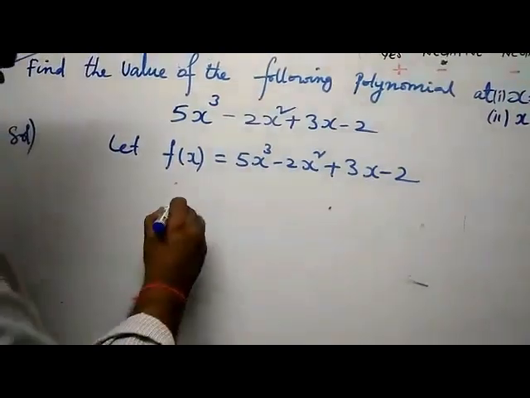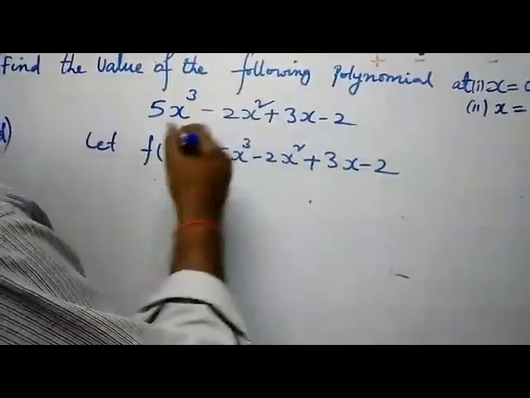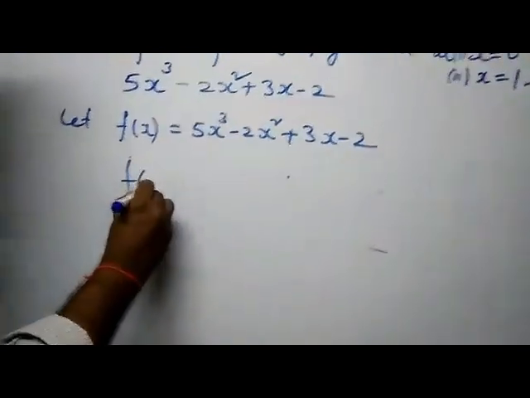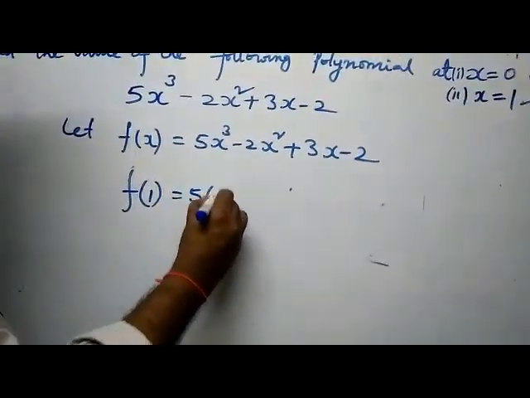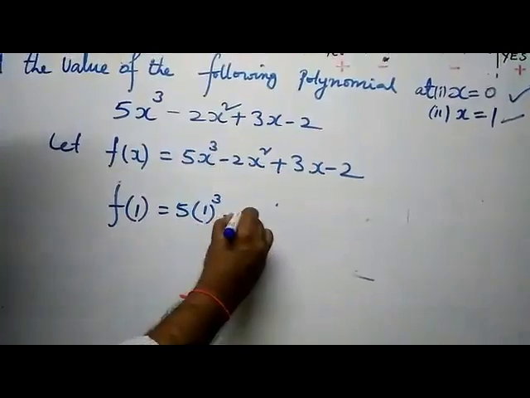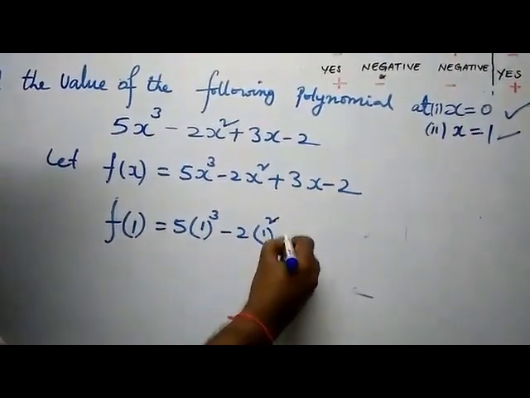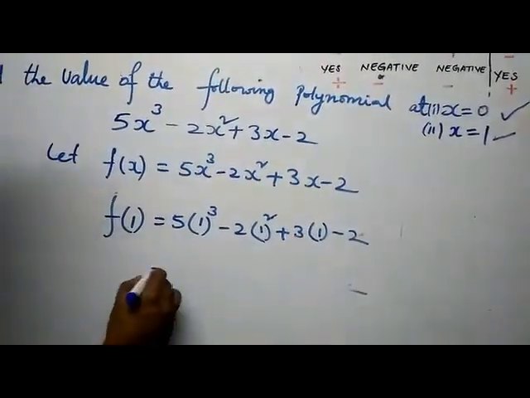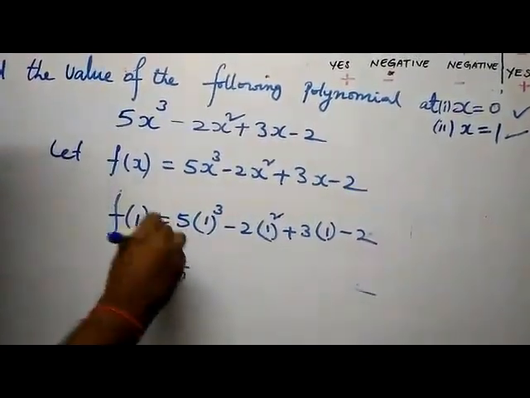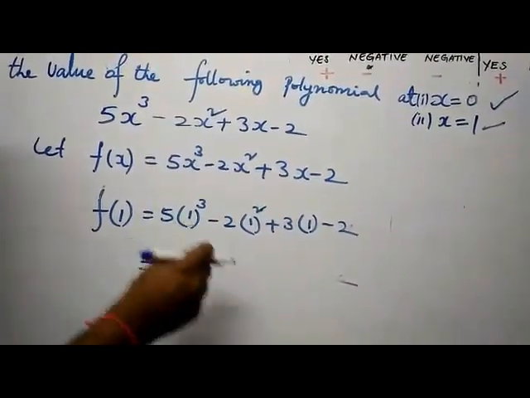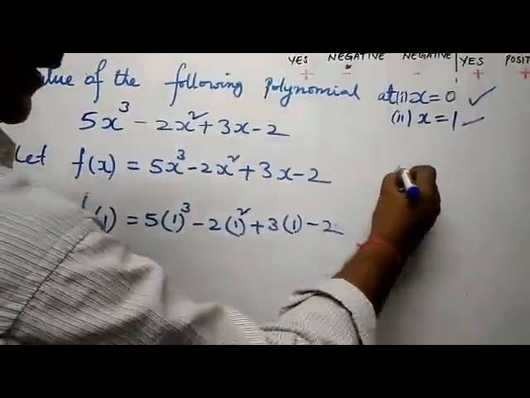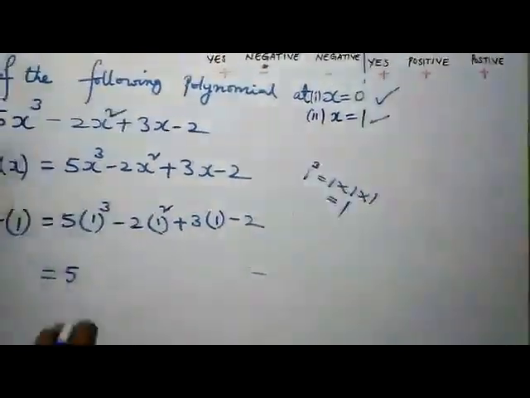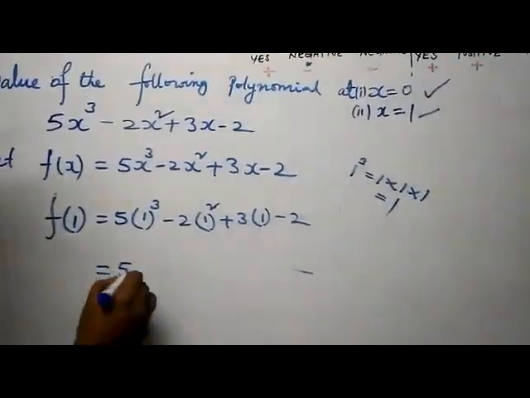So, second one, same polynomial at x is equal to 1, that is nothing but f of 1. f of 1 is equal to 5 into 1 whole cube minus 2 into 1 whole square plus 3 into 1 minus 2, which is 5 into 1 cube. 1 cube is nothing but 1 into 1 into 1. 1 cube value is 1. 1 to the power of anything is 1.